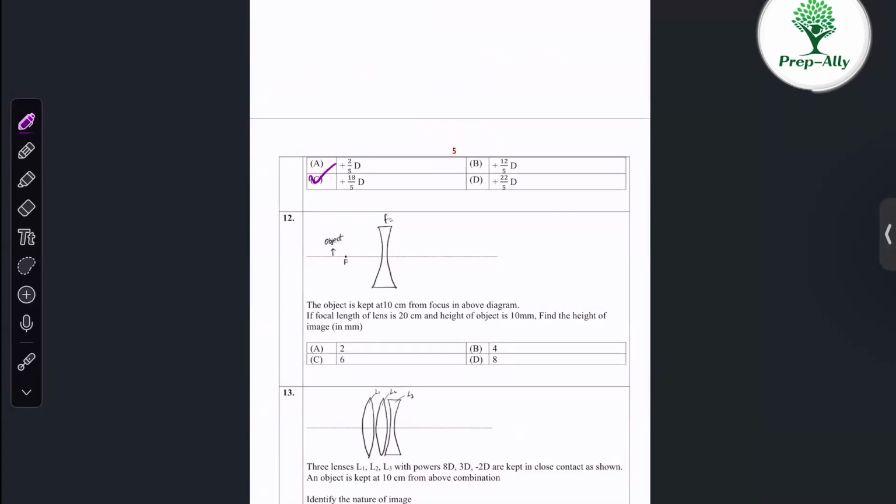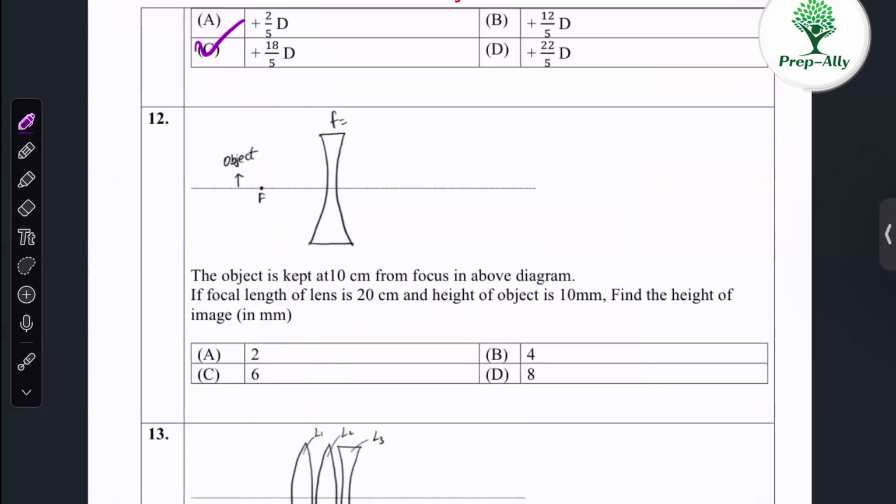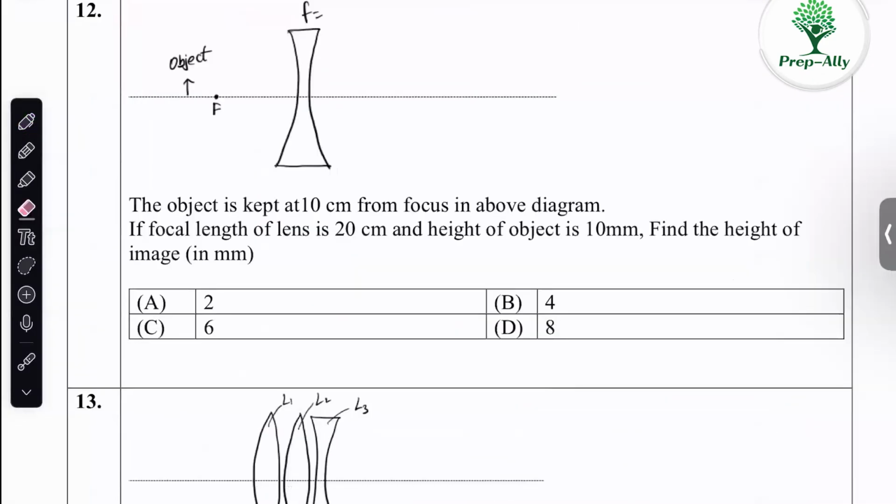Question number 12. Object is kept at 10 centimeter from the focus. So here it's given the 10 centimeter from the focus. So this is 10 centimeters. Focal length is 20 centimeters. So U will be equal to -30. And since focal length is equal to -20, concave lens, they're asking, height of the object is given. You have to find height of the image.